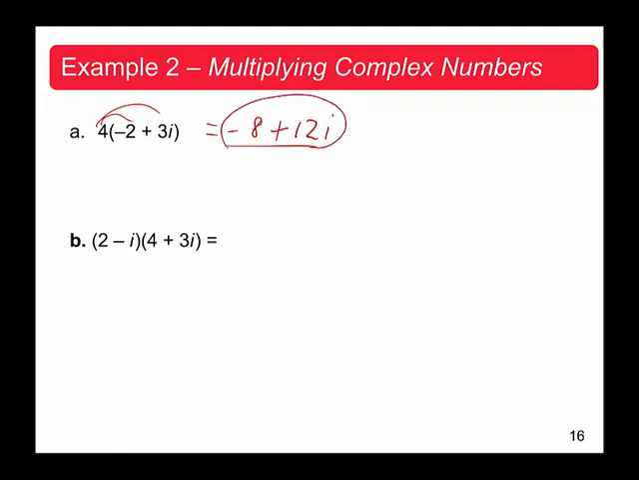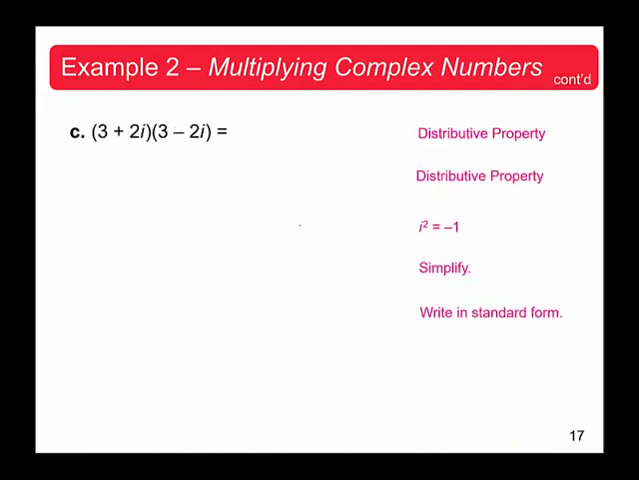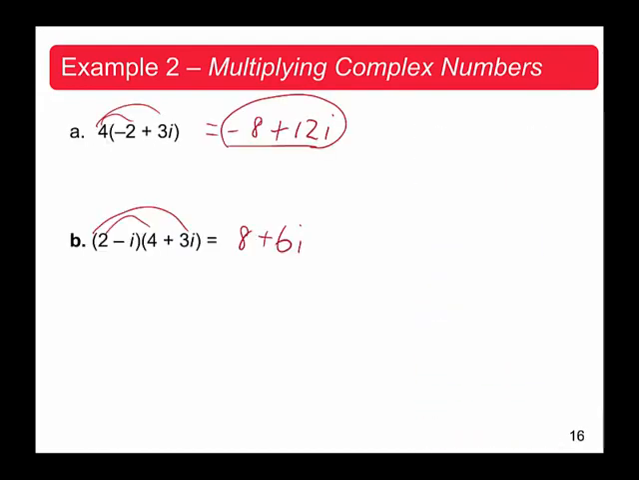And part B is multiplication of two complex numbers. So first step, we will FOIL this. So 2 times 4 becomes 8. And then the second term is 2 times positive 3i. They are both positive, so it remains positive. 2 times 3 is 6i. And then the third term will be -i times 4, which is -4i.